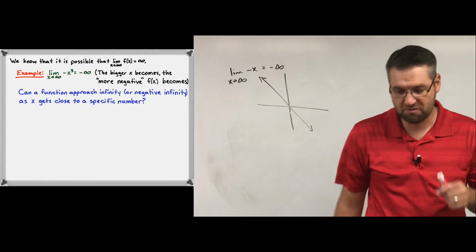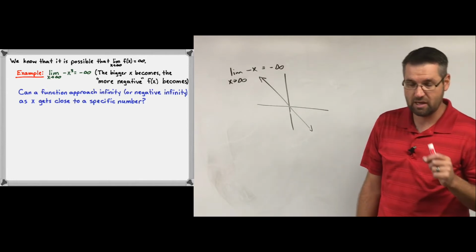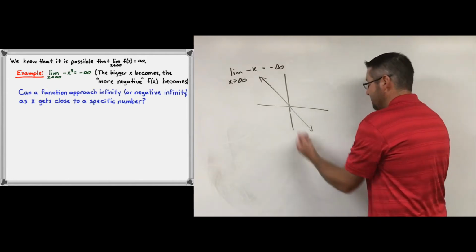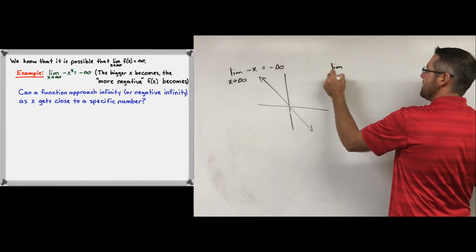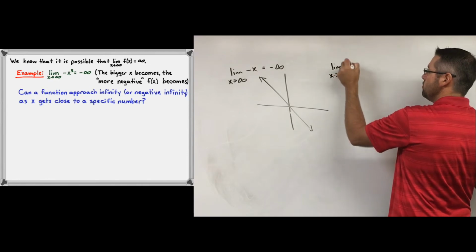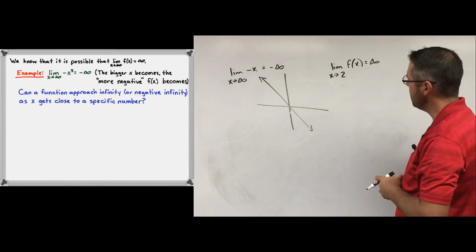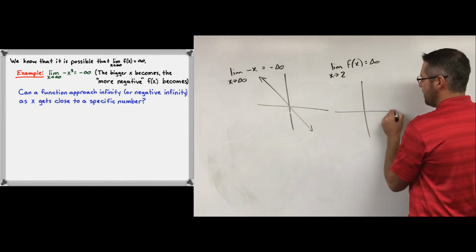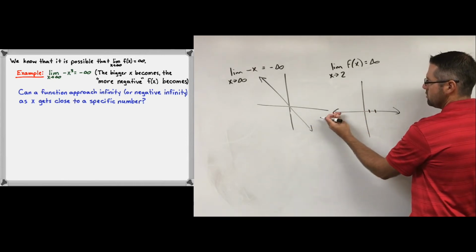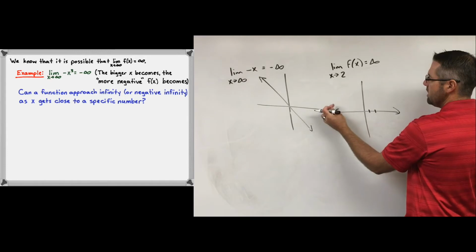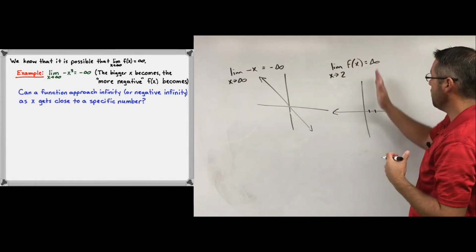Can a function approach infinity or negative infinity as x gets closer and closer to a specific number? So instead of x approaching infinity, can this occur: the limit as x approaches, I don't know, 2 of a function equals infinity? Is that possible? Well, graphically, what does that look like? Here's 2. As x gets closer and closer to 2, the function is growing and growing until it reaches infinity. It's not approaching a specific number.